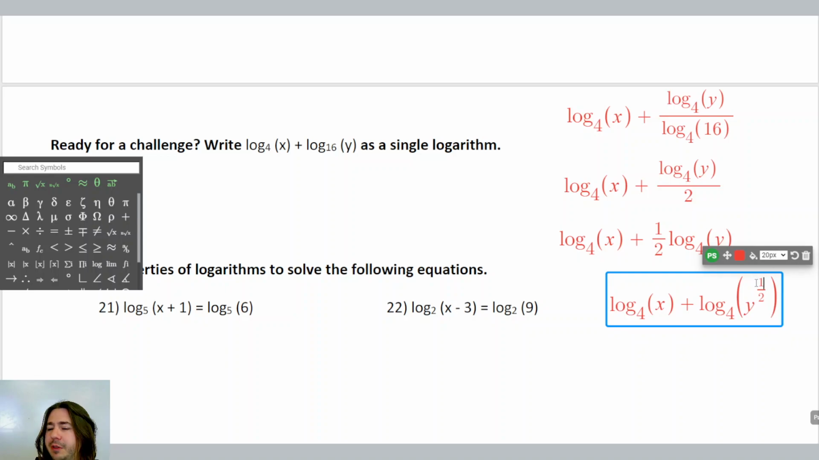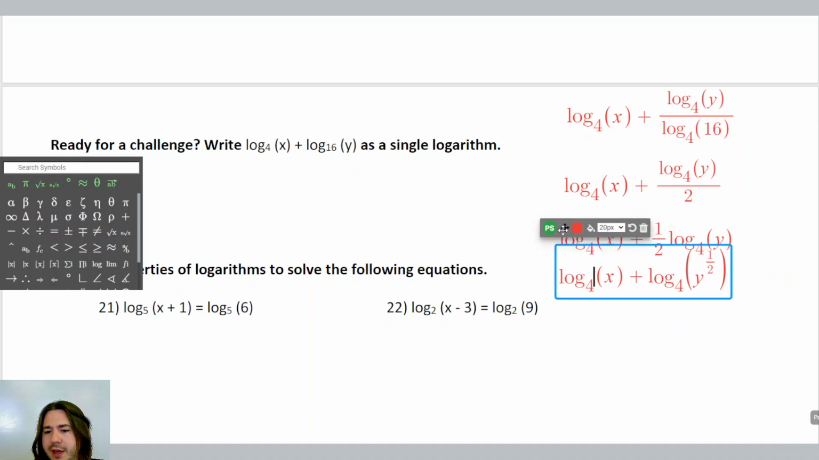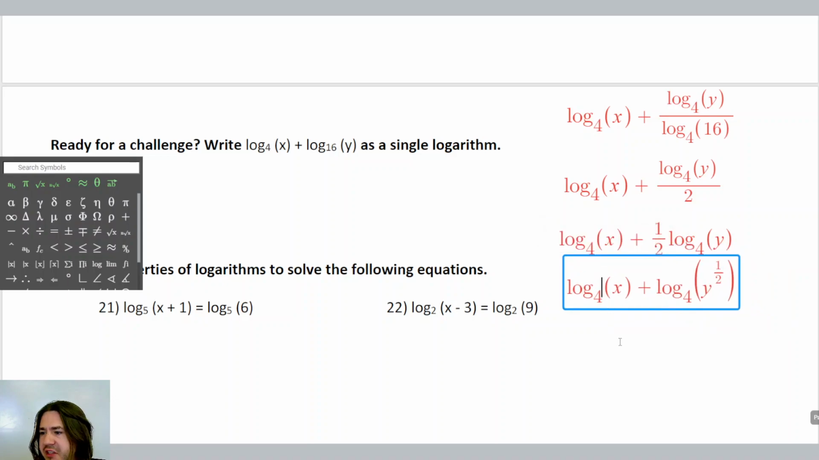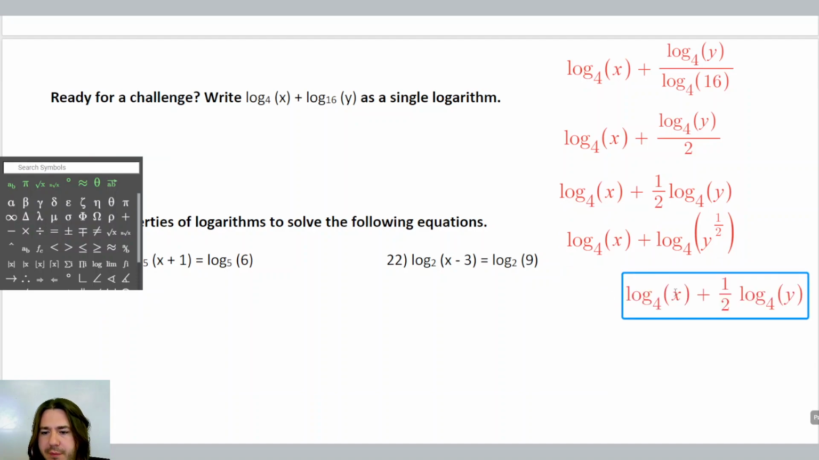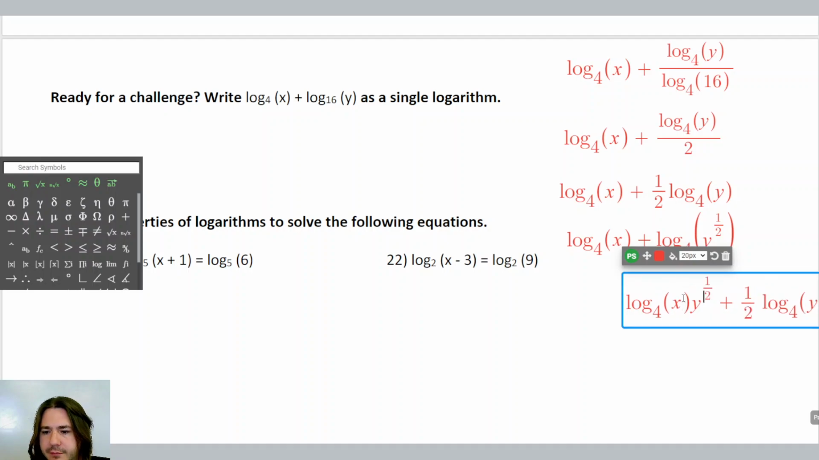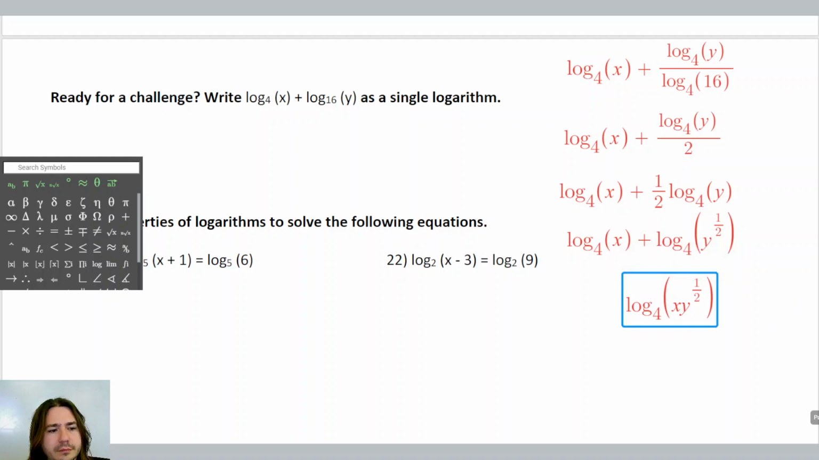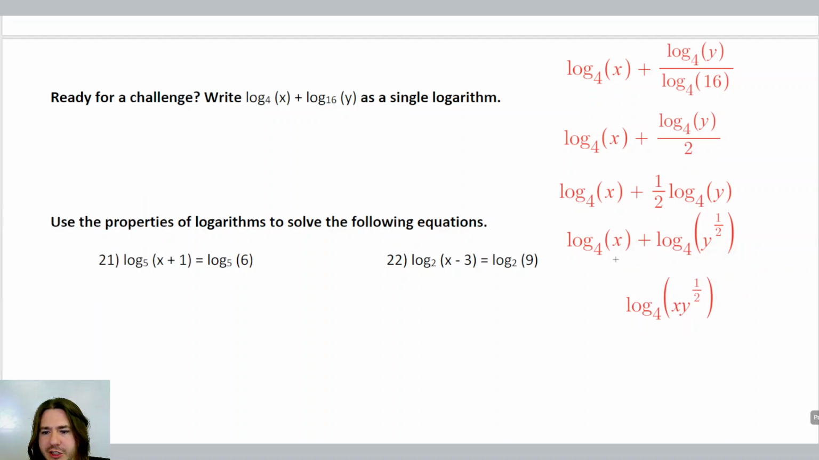Now, if you're raising something to the 1/2 power, that is equivalent to the square root. So if you want to write that as a square root, you may. Either way is fine, as far as I'm concerned. And so now we can use the product property. So we have log base 4 of x times y to the 1/2. And there you go. That would be your answer for that challenge problem.